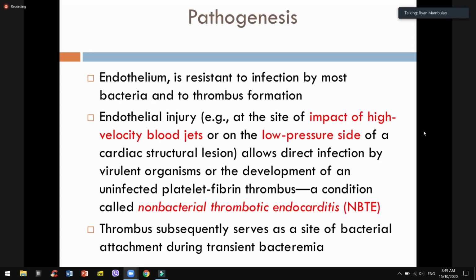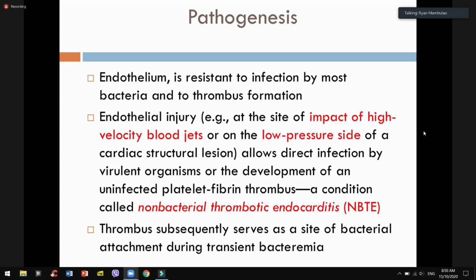Because the vegetation is made up of the organism, which forms a capsule with platelets, and that's why it's a vegetation. And antibiotics don't penetrate it well because it's encapsulated. That's why vegetation is very hard to manage. So sometimes what we call a vegetation has no bacteria inside. That is called non-bacterial thrombotic endocarditis. It turns out it's only because of platelet-fibrin thrombus formation.